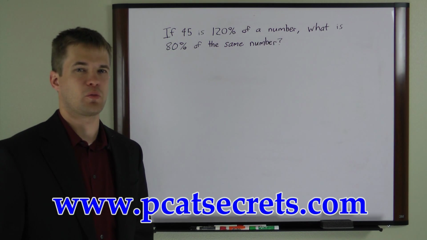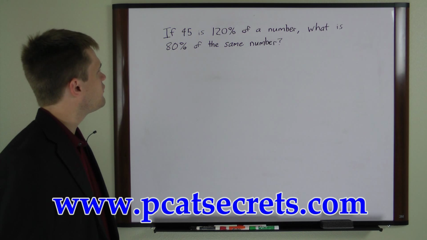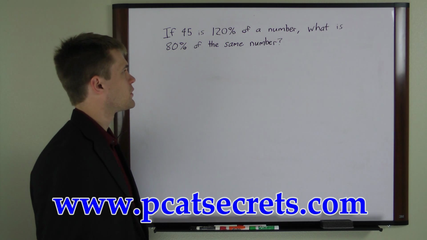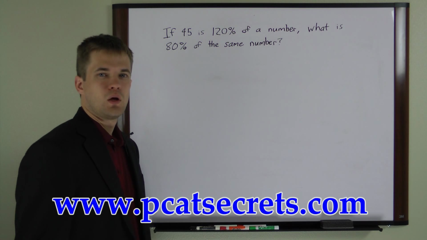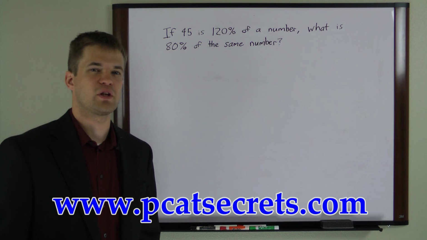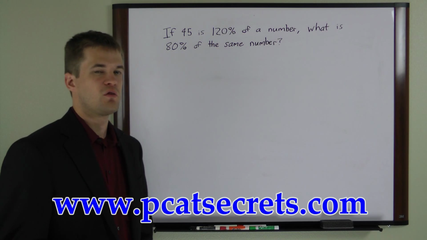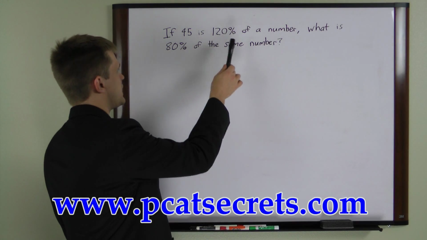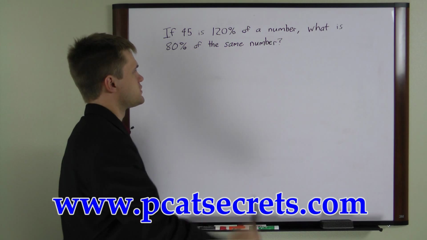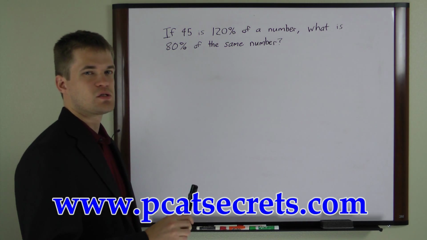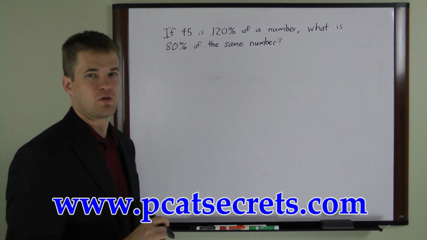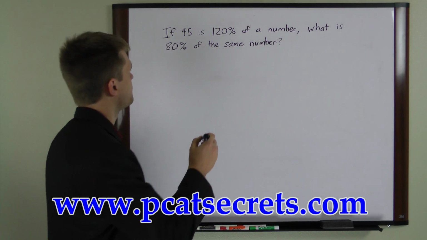Let's take a look at this problem here. If 45 is 120% of a number, what is 80% of the same number? Now what we have here is a two-step percentage multiplication problem. First we have to work backwards with one percent, and then we get to work forwards with the other percent. This problem gives us two equations that we can solve to find the number we're looking for. Let's write the first one.